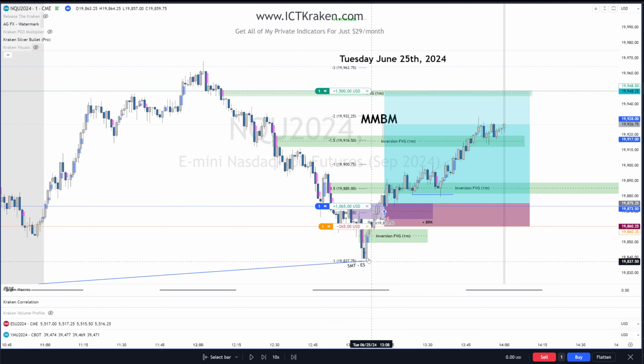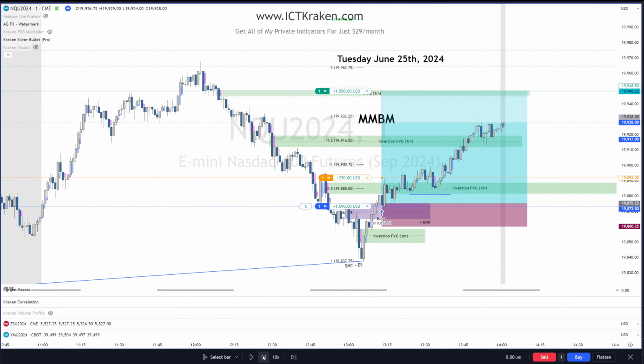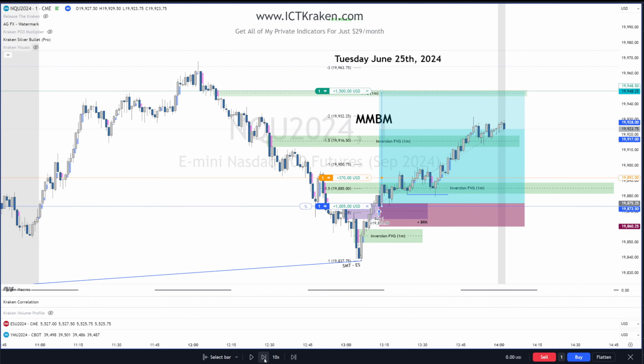I haven't gone break even yet. Let's just move this up to here. So this inversion, you got 3 PD arrays there plus an inversion. So technically, let's go up here. It would be 3. How did I get 3? Inversion is 1. Fair value gap, fair value gap. There's my 3. I knew someone was going to ask in the comments.